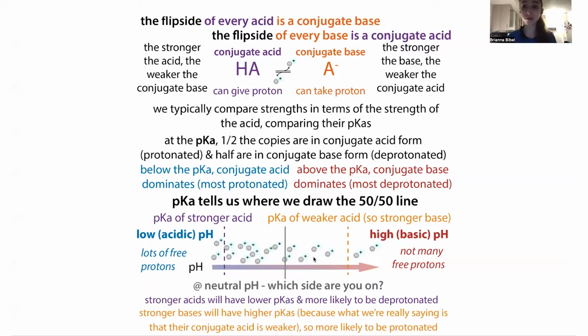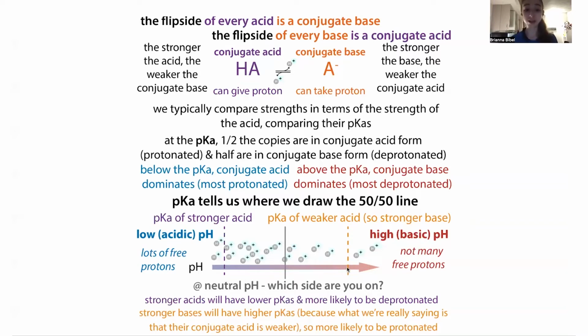And this is going to be true no matter what acid we're talking about. But what's going to differ is what this pKa value is. So if you have a stronger acid, you're going to have a lower pKa, which means your pKa line is going to be further over here. This means that it's more likely to be deprotonated. So even if you have a higher concentration of protons available, it's not holding on to them very well, and so you still have the deprotonation.